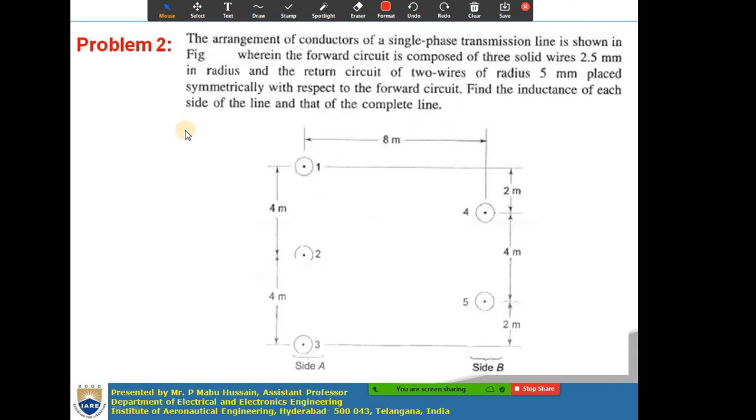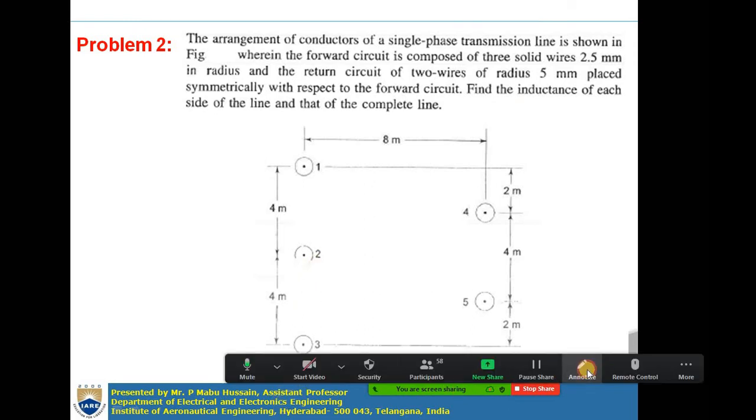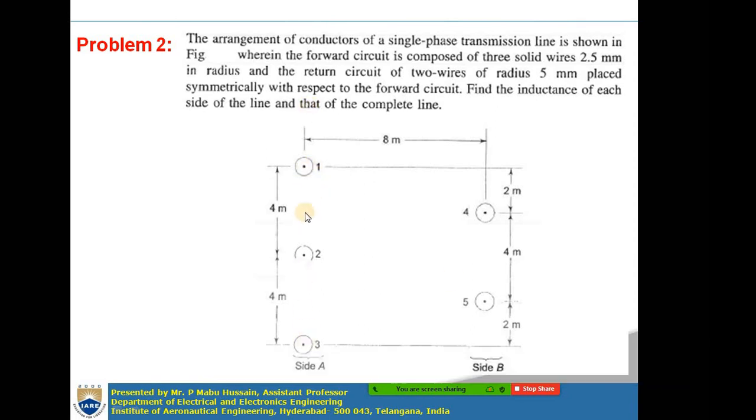Okay. See another problem, a simple problem. The arrangement of conductors of a single phase transmission line is shown in the figure, wherein the forward circuit is composed of 3 solid wires. The forward circuit is side A and the return circuit is side B. Side A has 3 subconductors, or 3 strands, you may call it, and side B has 2 conductors. Side A has 3 conductors of 2.5 mm radius, and the return circuit of 2 wires has 5 mm radius.